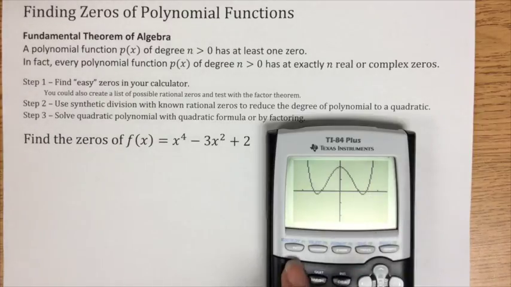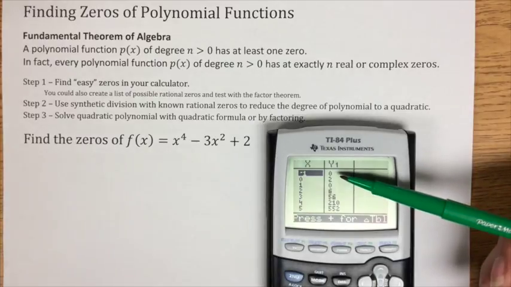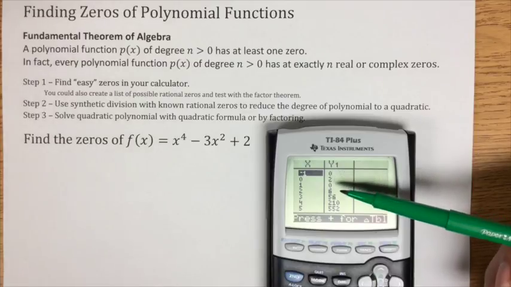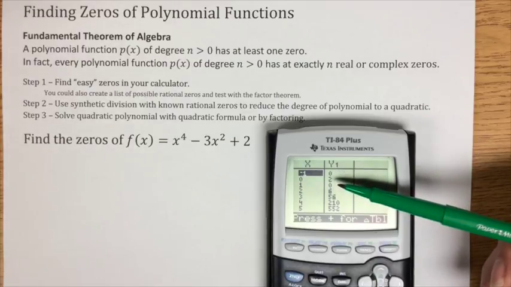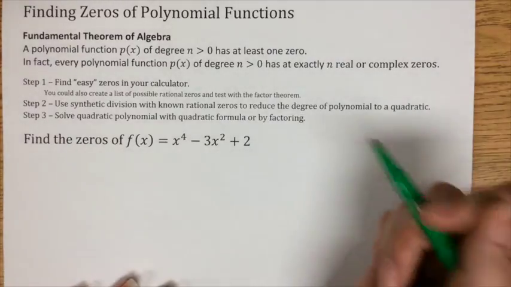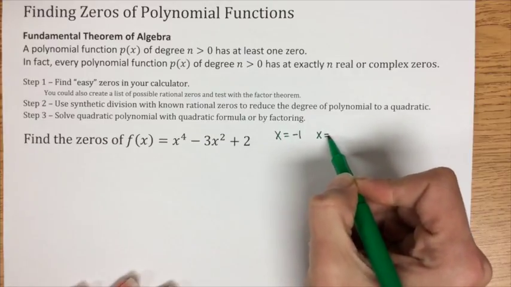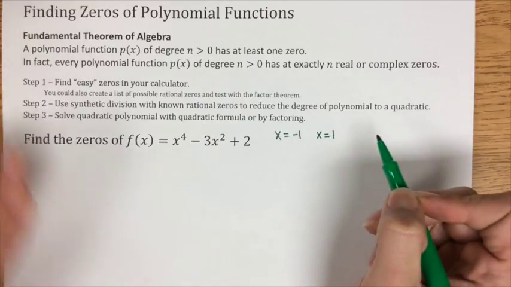Let's go to our table and see if we're right, and you'll see that -1 is a 0. Remember, a 0 is where your function, or y, equals 0, and +1 is also a 0. So we're going to use those as our easy zeros. So x equals -1 and x equals +1.